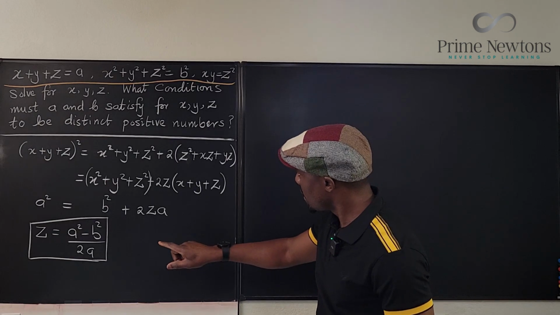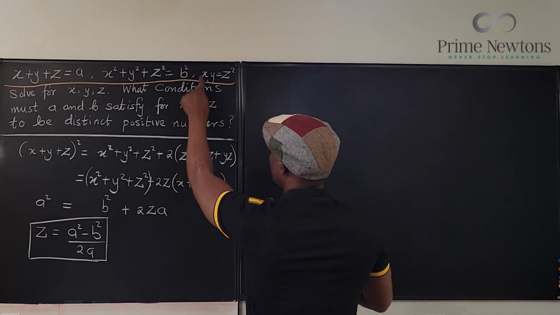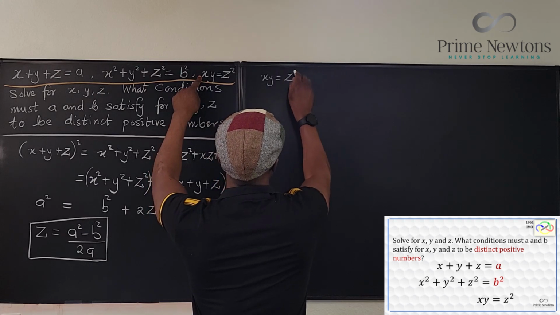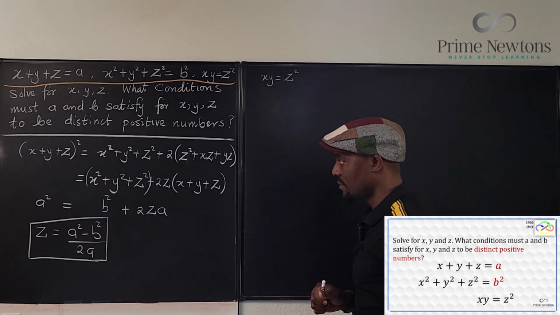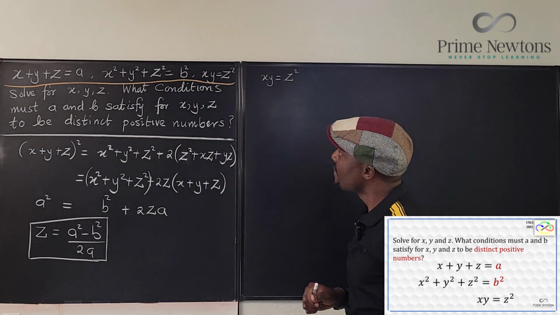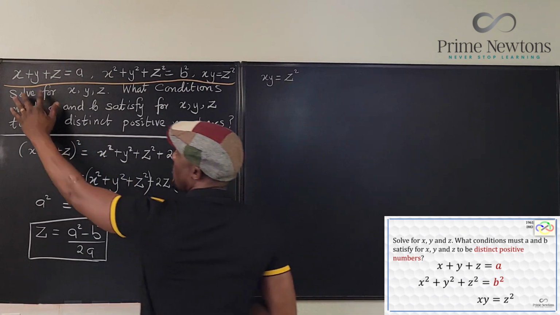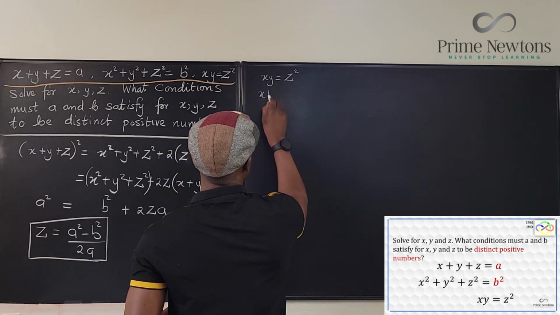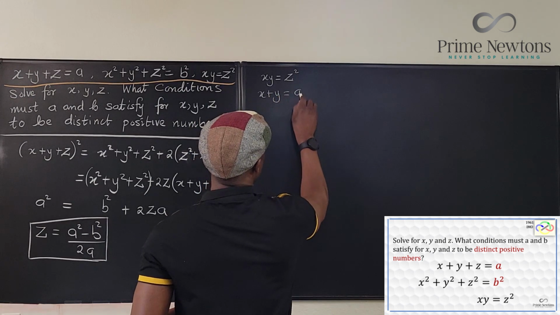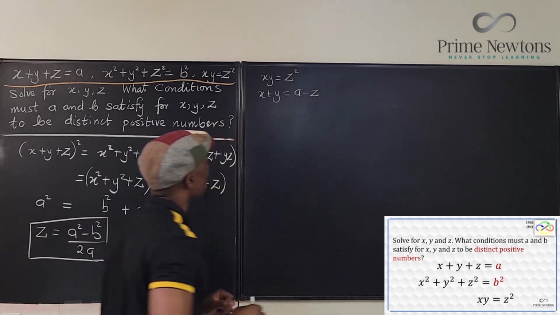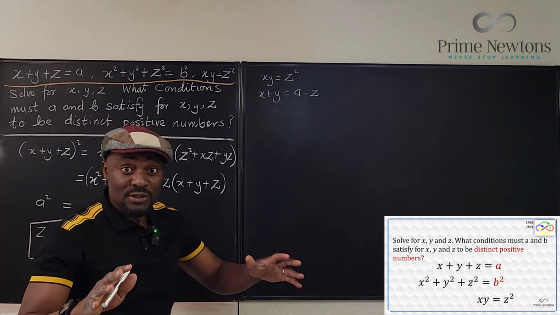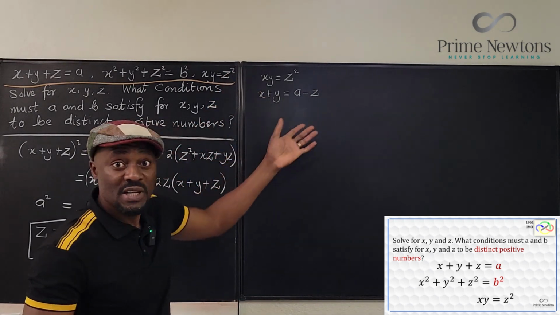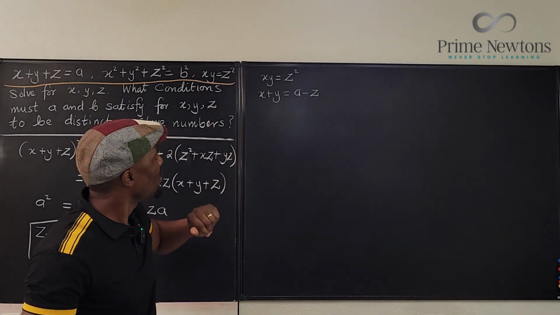Let's go here. Let's do some work. Now look here. We see that xy equals z squared. And we know that x plus y is a minus z. So all we have to do is solve this system of equations, maybe make one the subject of the formula, and then see what happens.